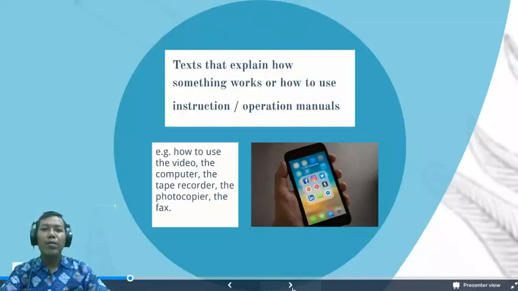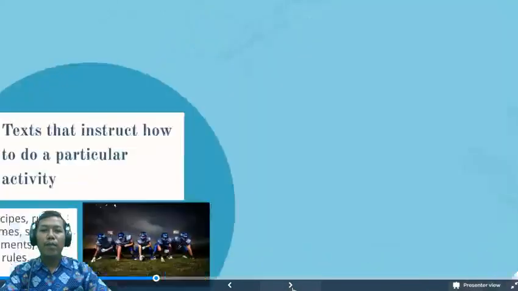For example, when you have your handphone, how to operate your handphone for the first time, how to install programs on your handphone, how to use the video recorder. You have a video recorder at home, but when you do not know how to use or operate it, it will malfunction.